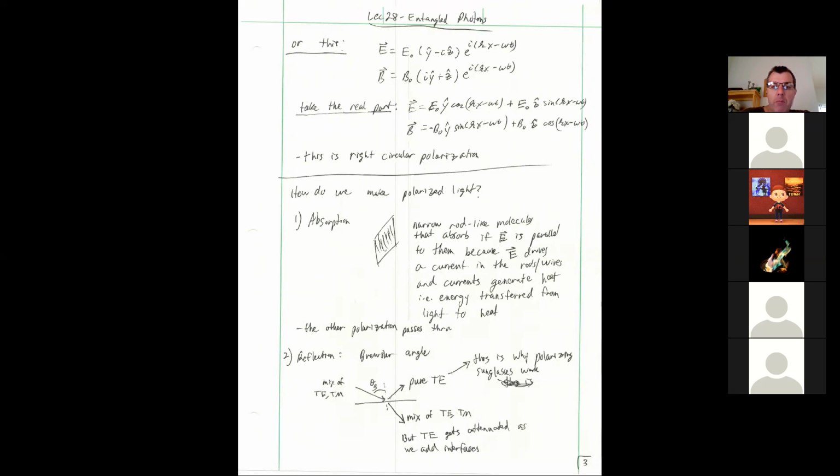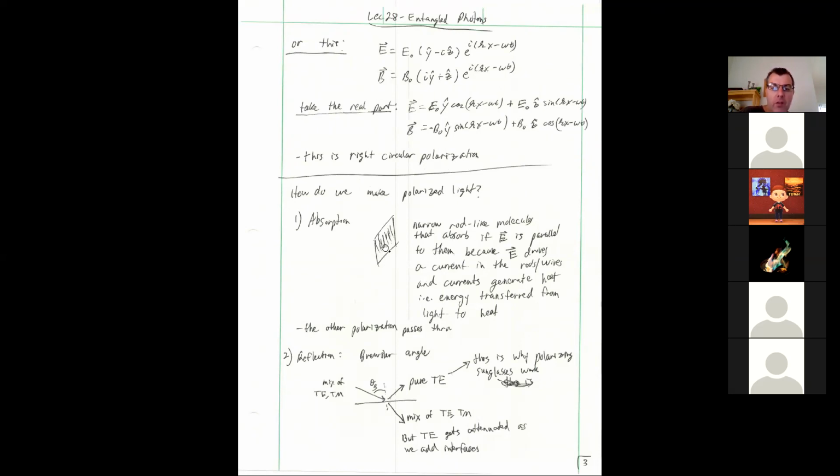So let's talk about how we would make polarized light. Well, one way, the most common way, it's cheap, it's not the most precise, but it's cheap, is absorption. You can find rod-like molecules that absorb energy if E is parallel to the direction of the molecules. The way to think about that is that these molecules are basically wires. So it's not just about their geometry, it's also about their electronic properties. There are plenty of polymers that wouldn't polarize like this. But you find something that's rod-like and wire-like.